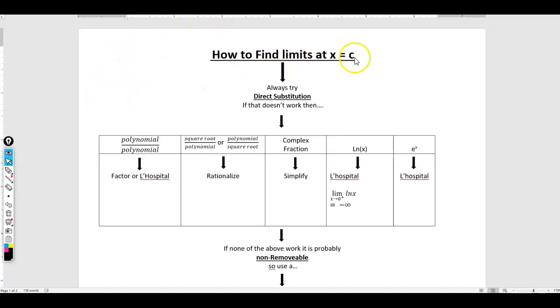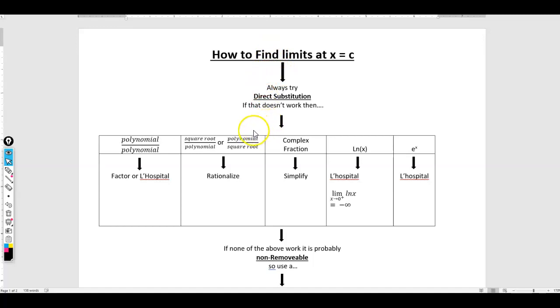So how do you find limits at x equals c? Well, you always try direct substitution first. If it doesn't work, if you end up with something that's undefined, which is usually what would happen, by the way, very rarely do they work by direct substitution, but you want to try it first, because that way you know if you need to do L'Hopital. So it's worth a try.